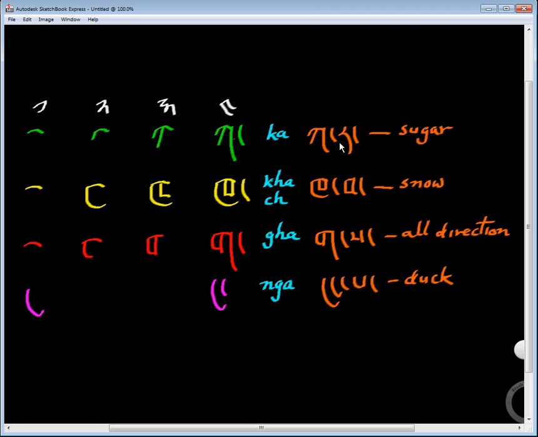And then these are the examples we came up with. Ka, ra, kara, sugar. Ka, wa, kawa, snow. Ka, sa, kasa, all direction, omnidirection. Nga, nga, ngang, ba, ngangba. So there's two of these, one after another. Nga, nga, ngang, ba, ngangba.